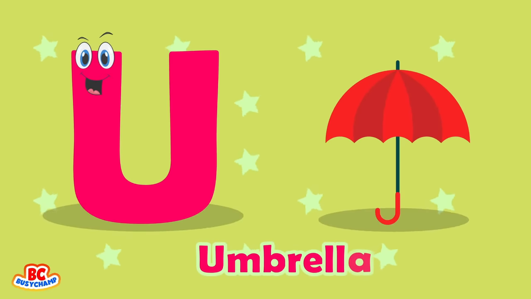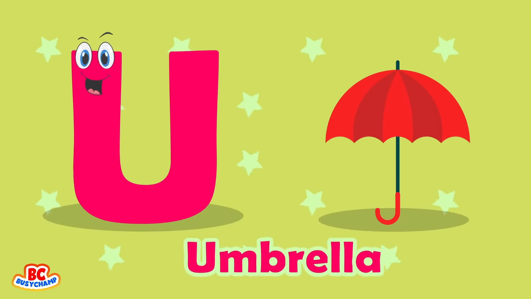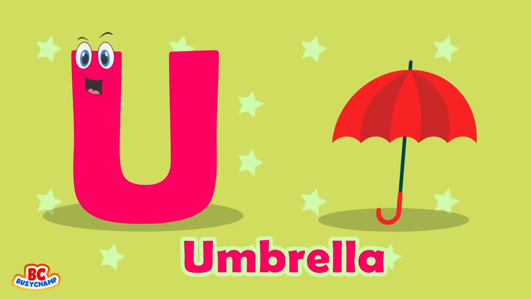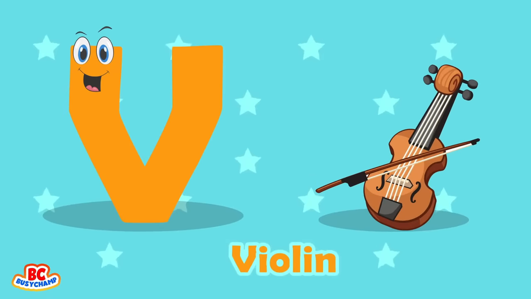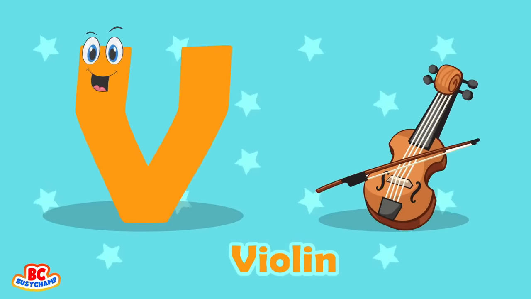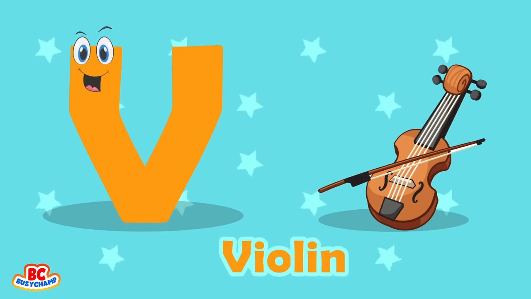U is for umbrella, umbrella. V is for violin, violin, violin.